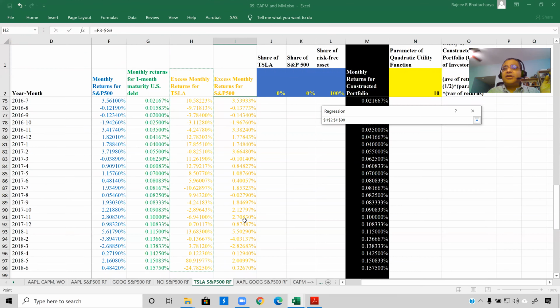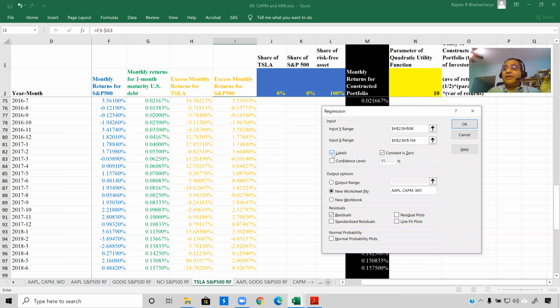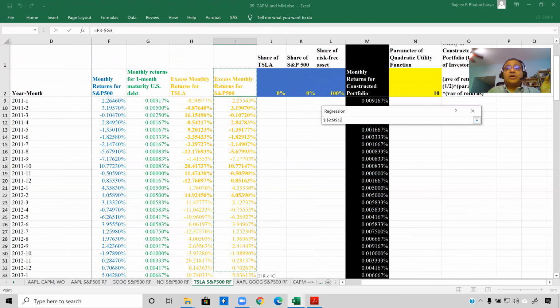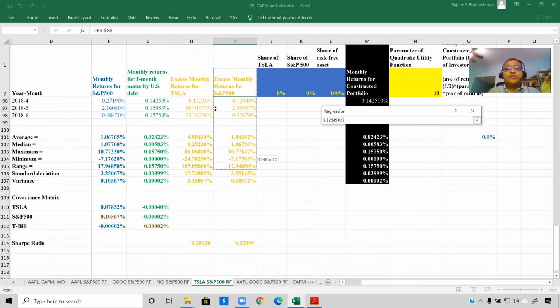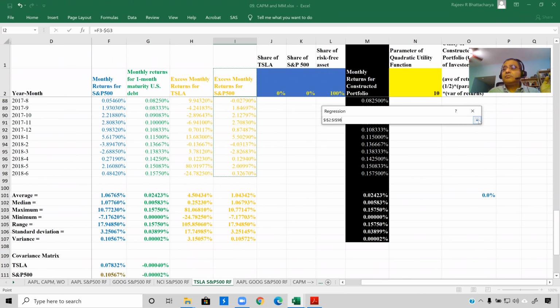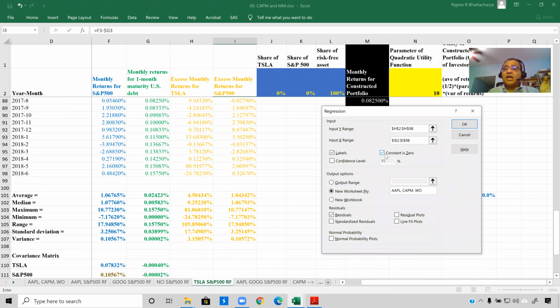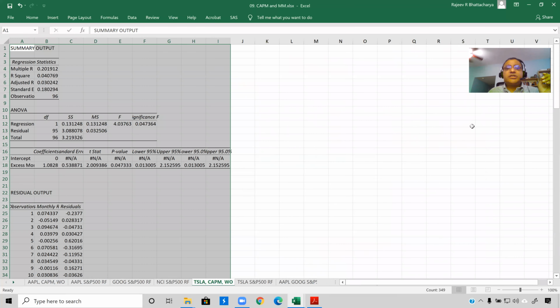All right, so that here is the left-hand side variable, which is the excess return for Tesla. Labels we have checked. Input X range is starting from I2 to this. Labels, constant is 0. Let's say this one here is Tesla, CAPM without alpha. We ask for the residuals as before.